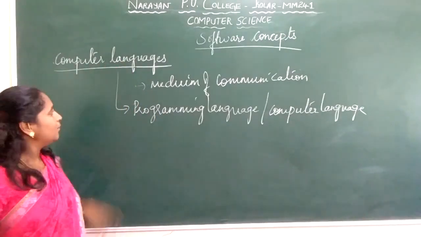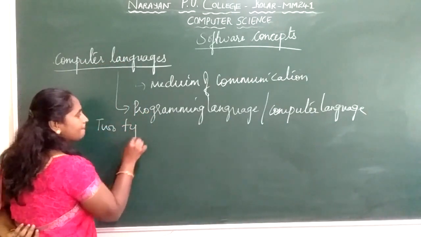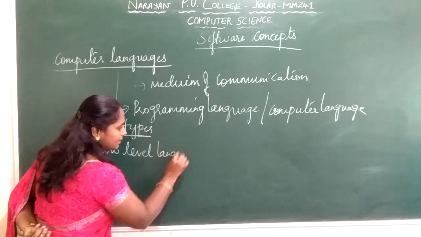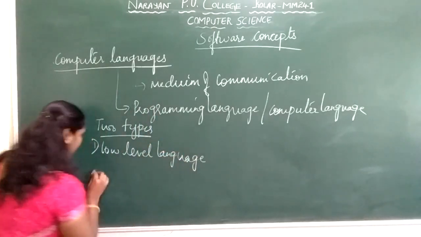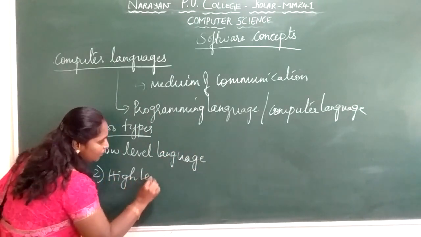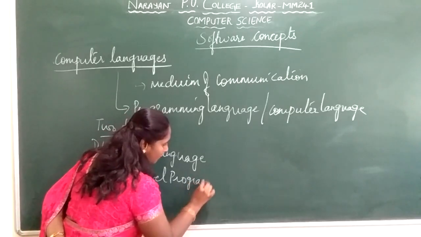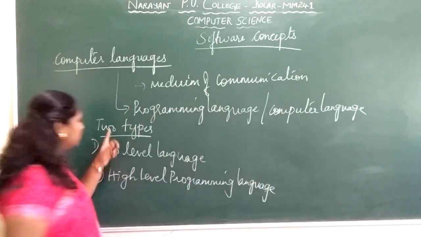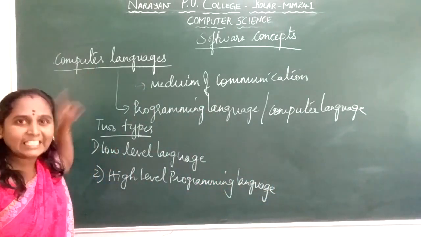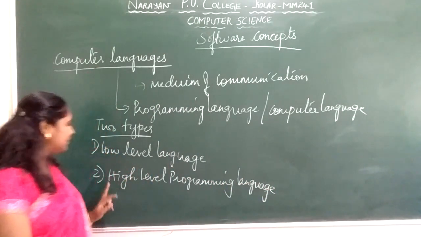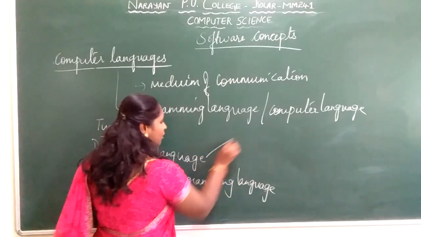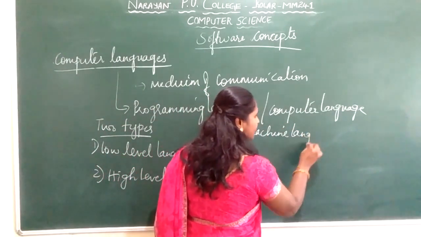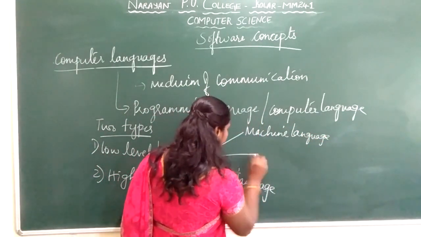Here, computer language is classified into two types: one is low level language, second is high level programming language. Your low level programming language is classified into two types: first is machine language, second is assembly language.